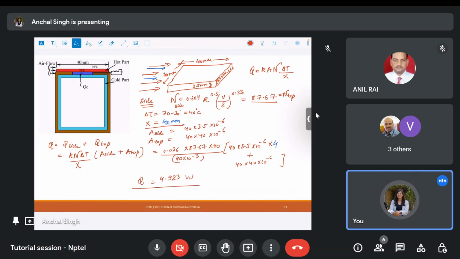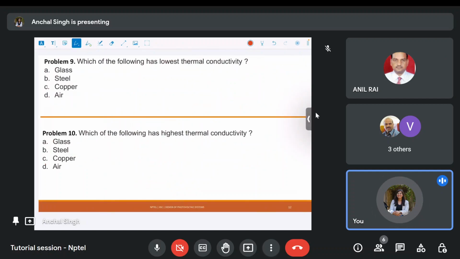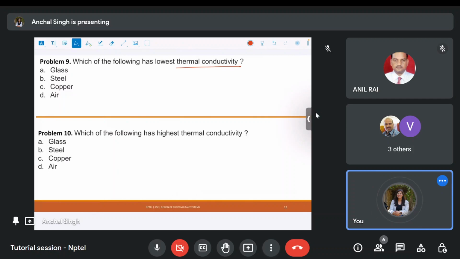You can check the calculation again. I hope I haven't made any mistake, but this is the way you will have to solve this. And the next questions were fairly simple. You have already seen the values of thermal conductivity of these materials. Initially they had asked the lowest, that is air, and the highest, we know, is copper.